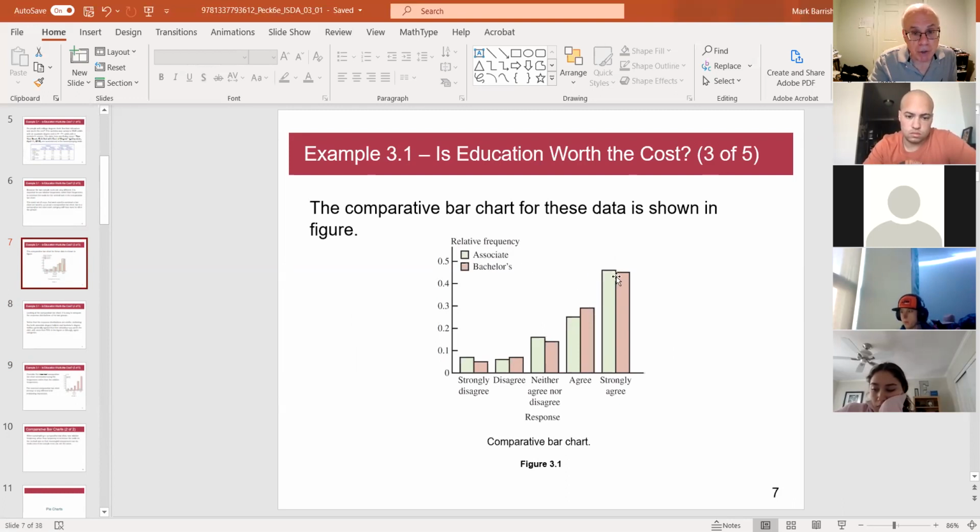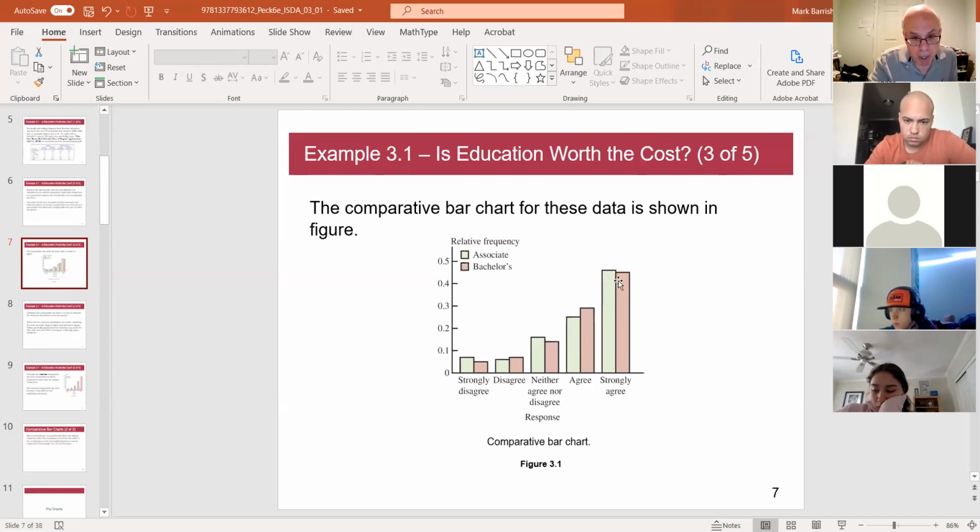Let's just take a look at the associate degree. It looks like about 0.48, or 48%, of the associate degree group said strongly agree, and another 25 or 26% agree. So over 70% agree or strongly agree, and the same thing is true for the bachelor's degree. You just simply add up their relative frequencies, and you can see that most of them are over here.